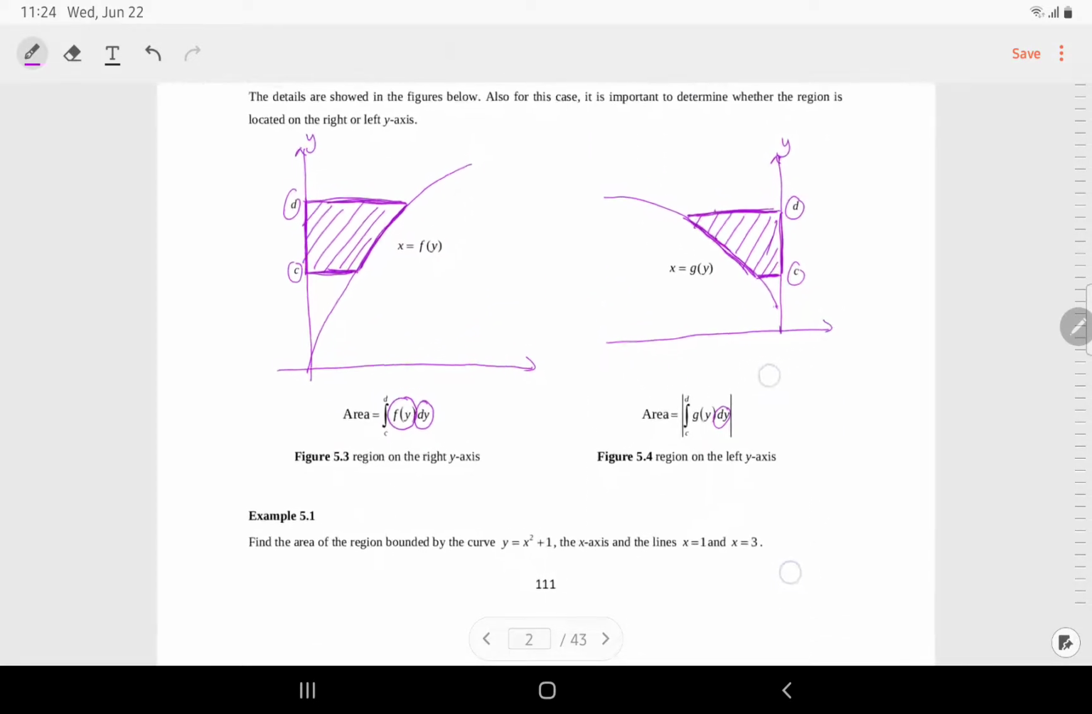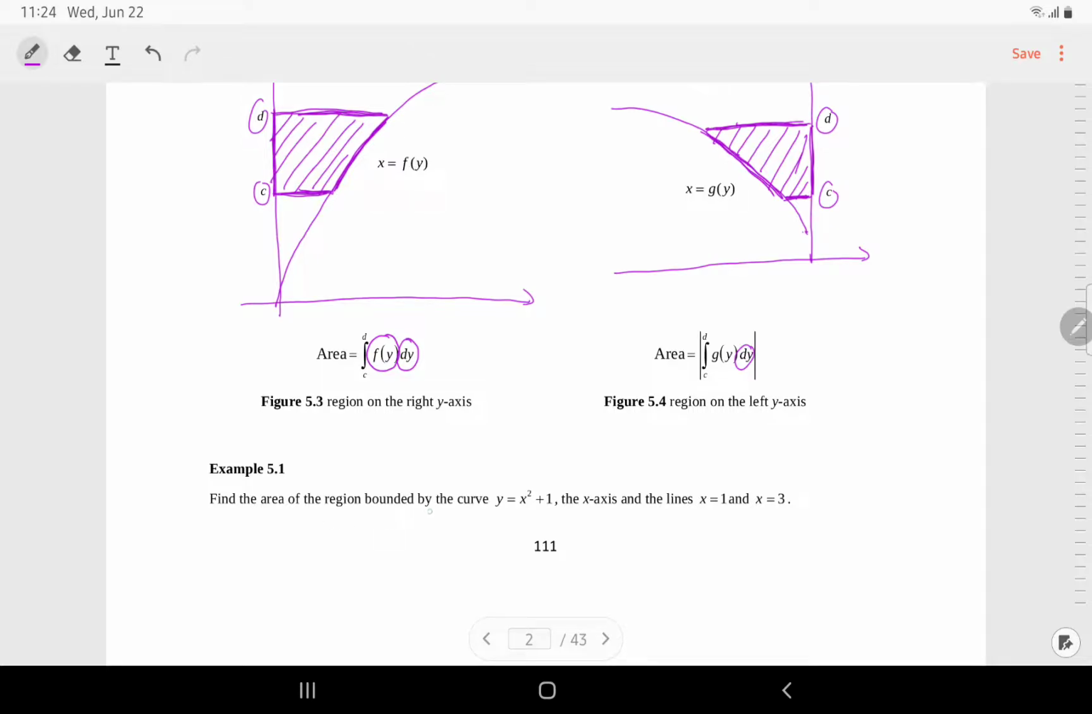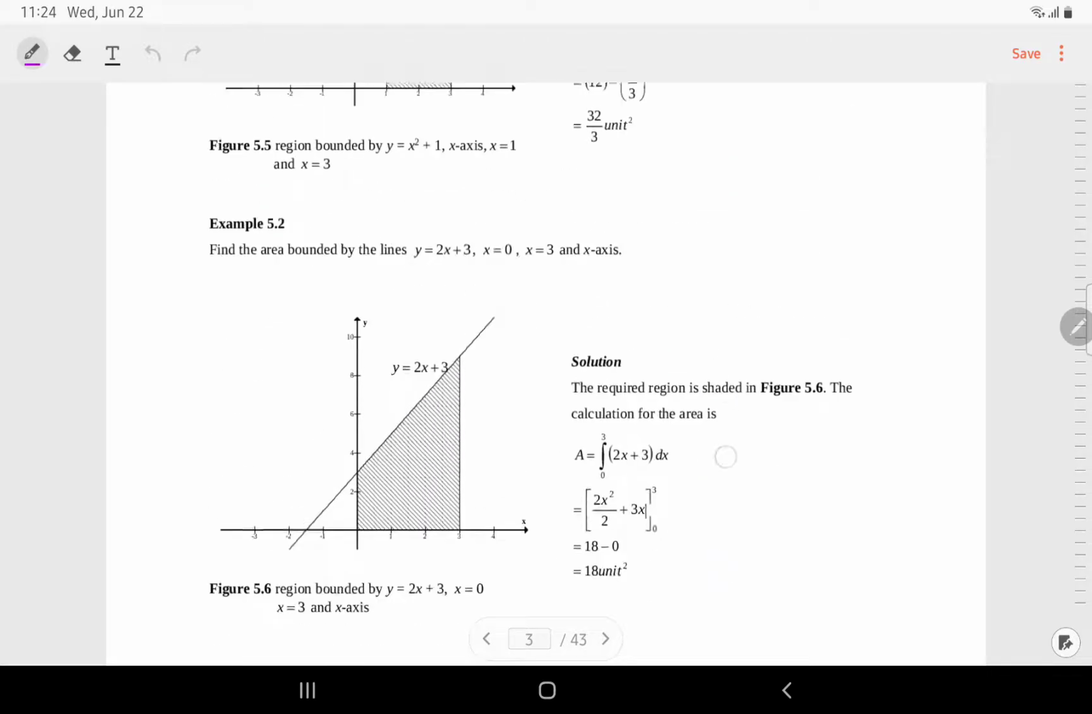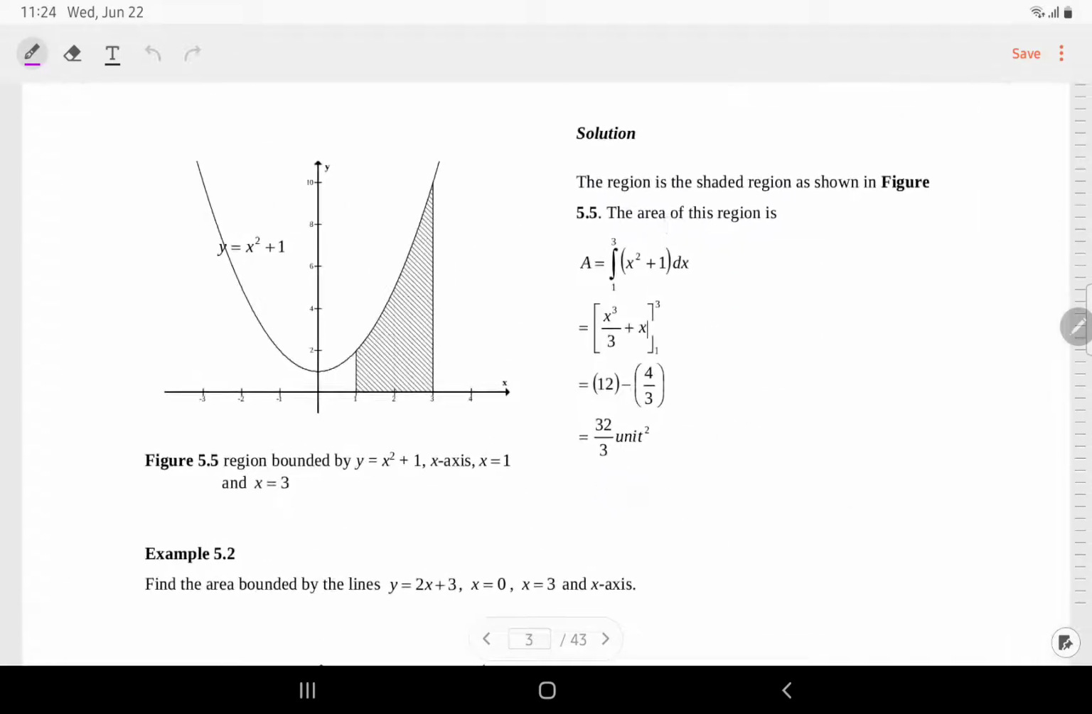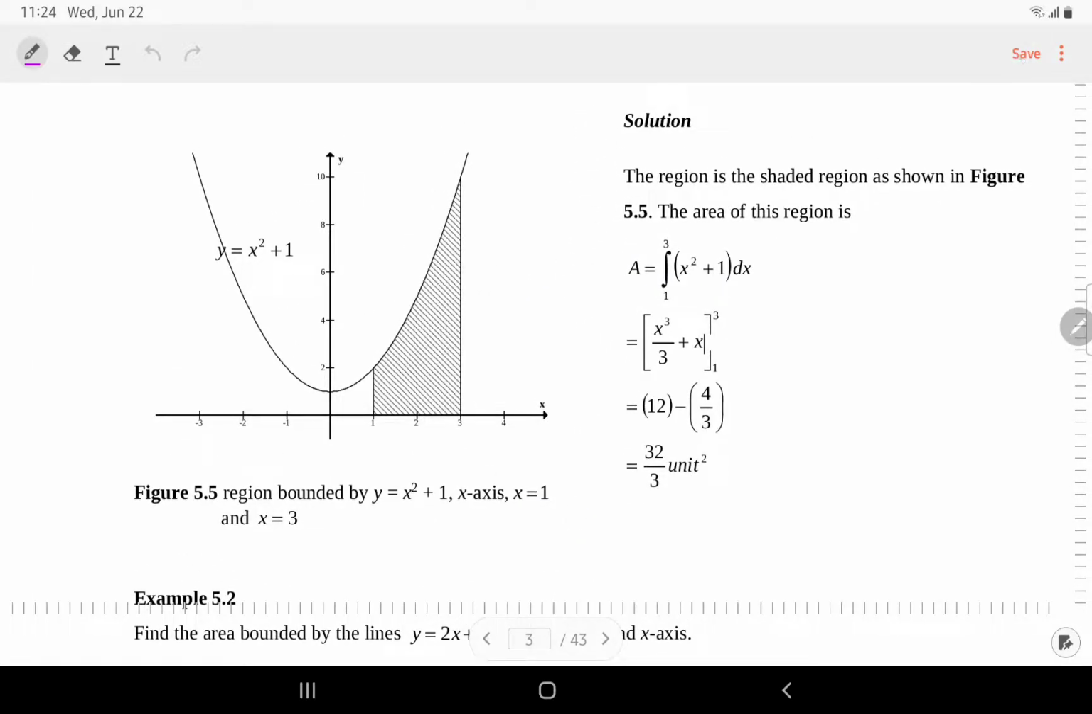Okay, so let's take a look at example 5.1. Find the area of the region bounded by the curve y equals x squared plus 1, the x-axis, and the lines x equal 1 and x equal to 3. So you are given a figure like here, like this. Okay, so the region is bounded by this curve. Okay, this is our region, so the region is bounded.